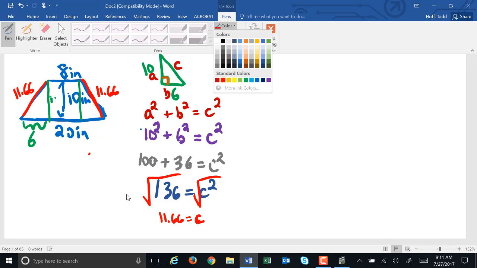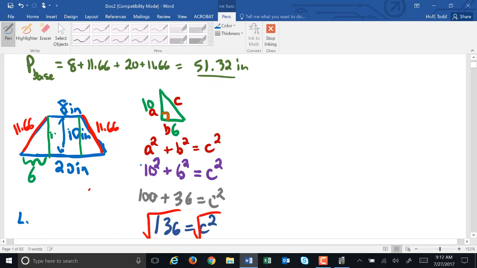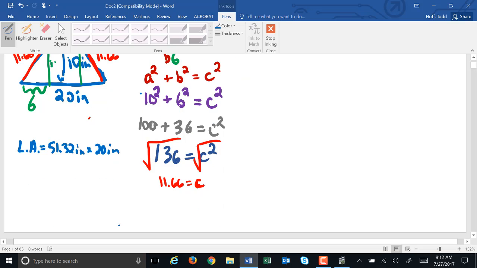So the perimeter of our base is 8 plus 11.66 plus 20 plus 11.66, which is 51.32 inches, correct? Okay, good. So then our lateral area is that perimeter of the base times the height of 20 inches. So that's going to come out to be 1026.4, and that is inches squared.